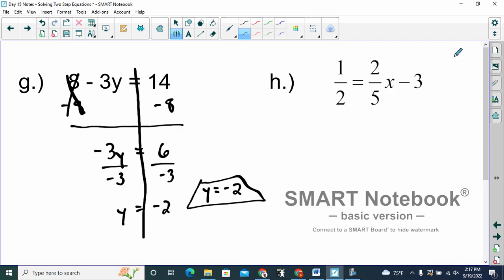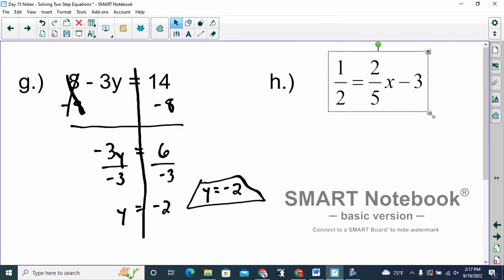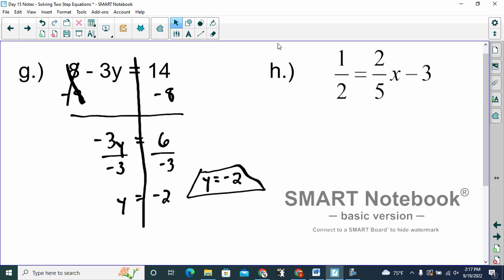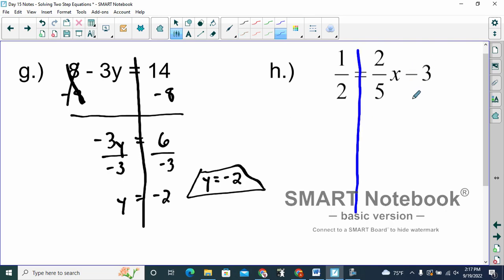And part H, it looks scary because of the fractions. But we do it the same way we do any other equation. I've got x times 2/5 minus 3. I need to undo that minus 3. Add 3 to both sides. 1/2 plus 3 is 3.5.